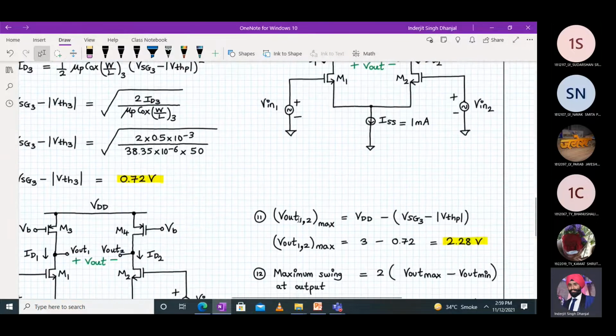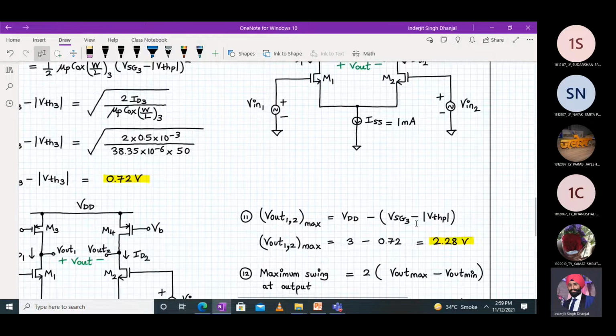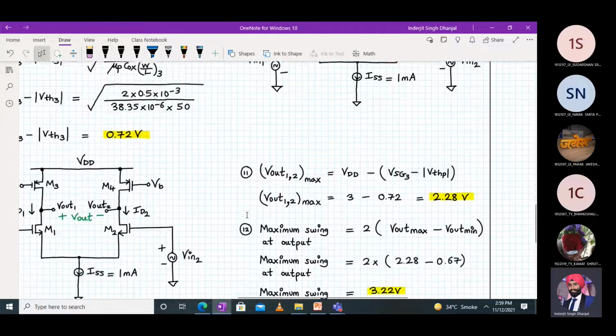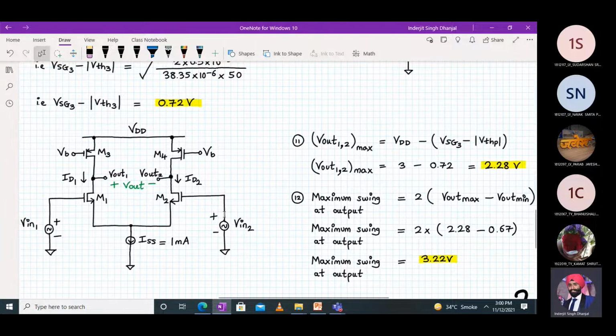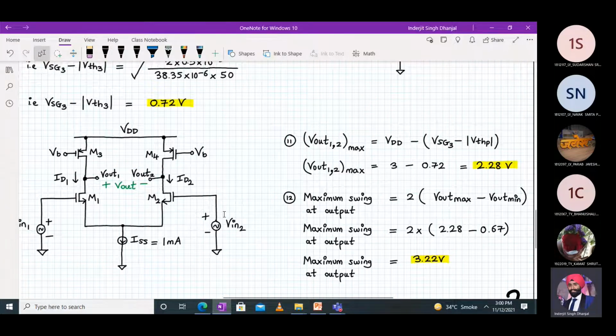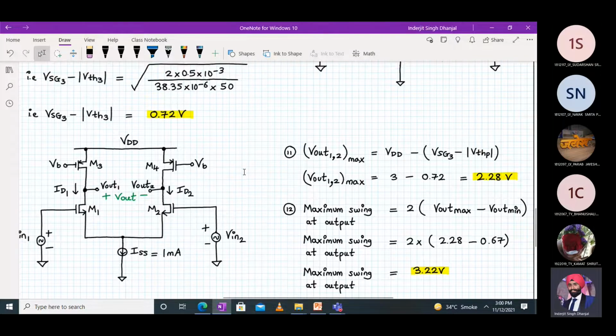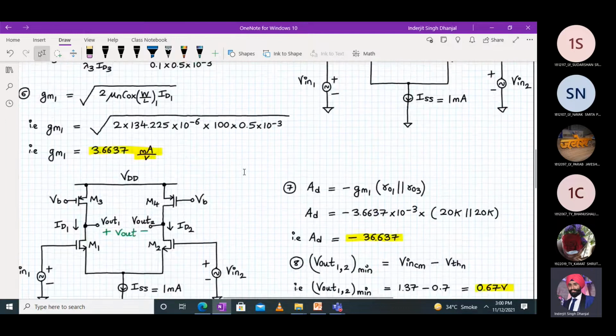Then your V out maximum will be VDD minus VSG3 minus mod of VTP, which will be 3 volt minus 0.72, which will be 2.28. And therefore, the final maximum swing at the output will be twice of V out max minus V out minimum, which will be 3.22. Okay, so exactly similar steps we have followed for the differential amplifier with a current source load. I hope you will solve this numerical on your own, and you can confirm these answers later after you solve it.